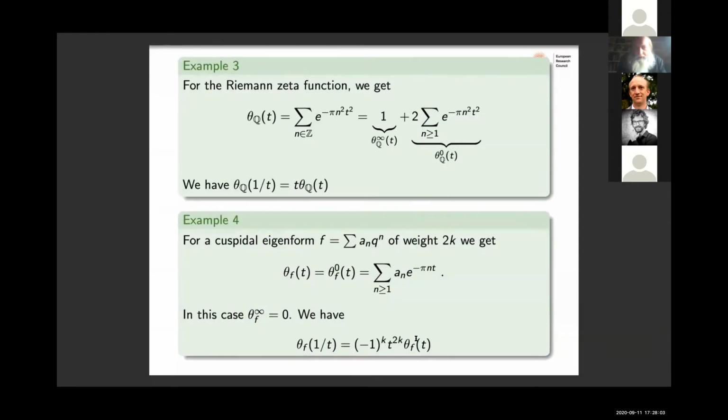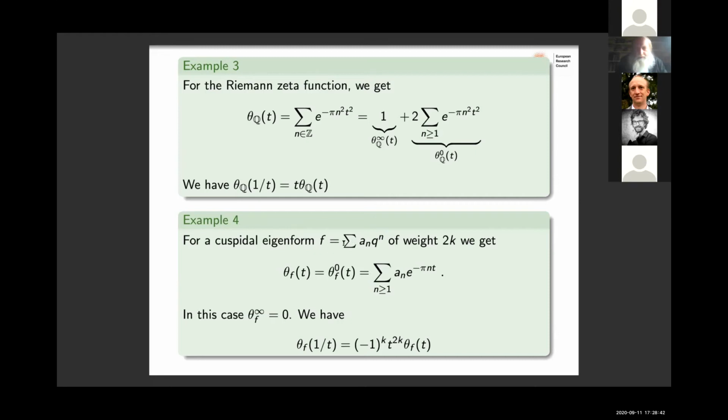Okay, so some examples. For the Riemann zeta function, we have a classical Jacobi theta function: the sum over the integers of e to the minus pi n squared t squared. And this you can view as 1 plus all the bits that have a non-trivial dependence on t. So theta infinity of t is a polynomial, it's just 1, and the rest decays extremely rapidly as t goes to infinity. And that means you can get very fast convergence. And the functional equation here is this one.